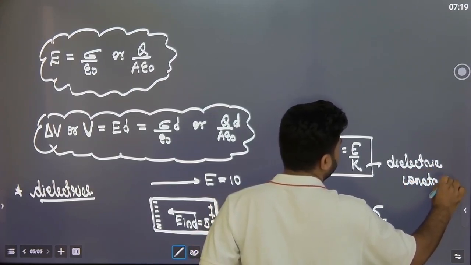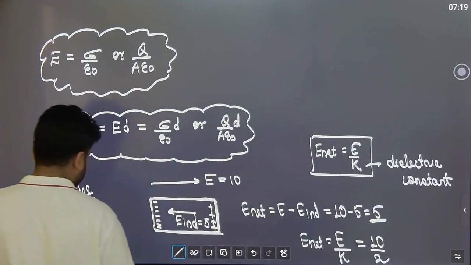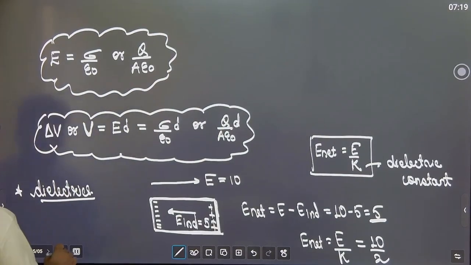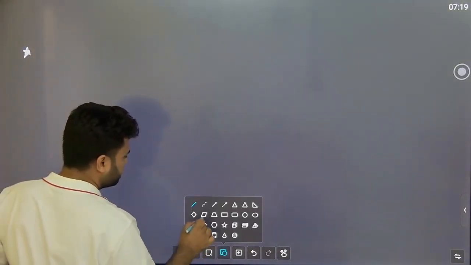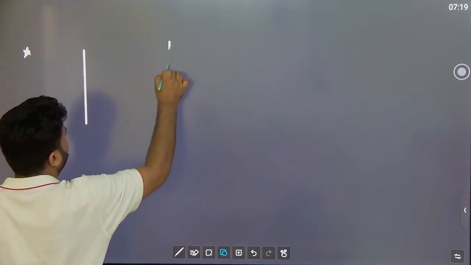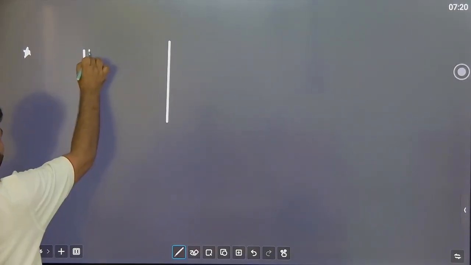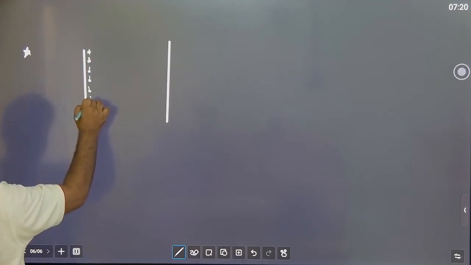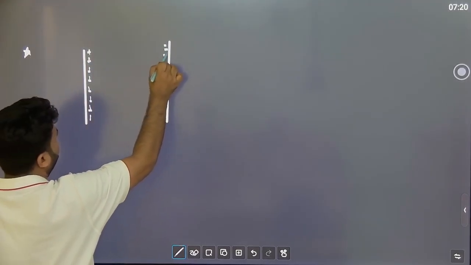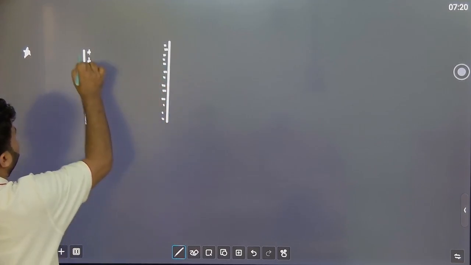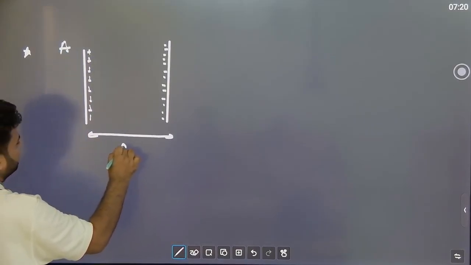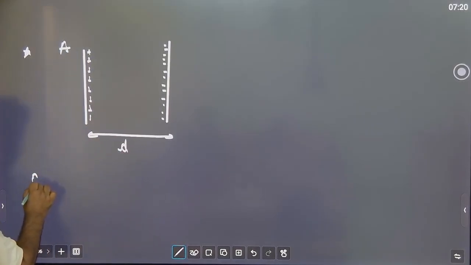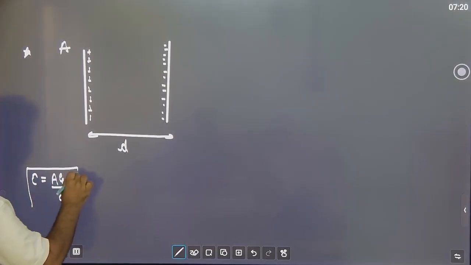Now, why am I teaching this? Because they will say that there is a parallel plate capacitor, which has been charged already. The area of the plate is A. The distance between the plates is D. If I ask what is the capacitance of the system, it is A epsilon naught divided by D. This is the capacitance of a parallel plate capacitor.